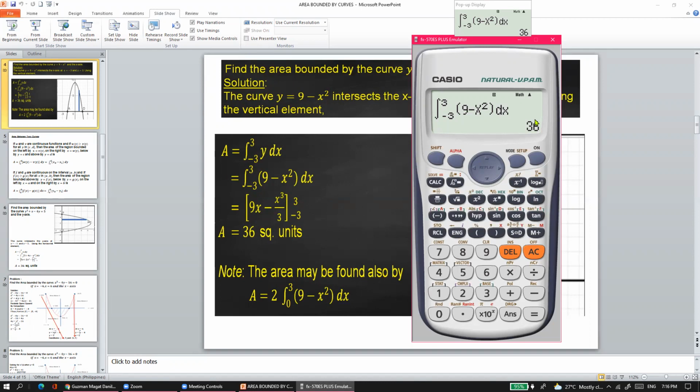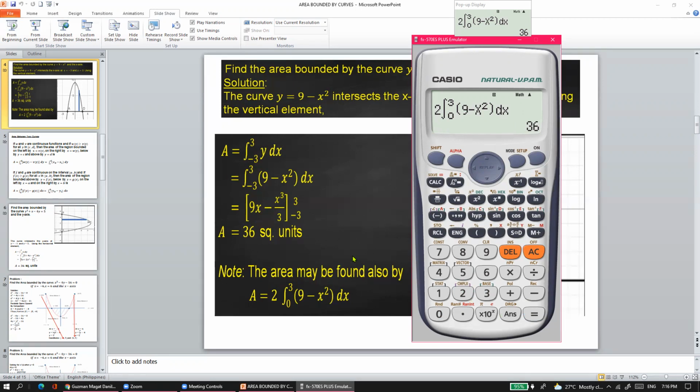Kuha ba natin? Naintindihan ba? Yes, sir. Okay, so try ko yung sa baba, no? Buburahin ko lang siguro yung negative 3 dito. Gagawin ko 0. And then lalagyan ko lang ng 2 sa unahan, bago yung integral symbol. Let us see if we're going to arrive with the same result. 36 pa rin.